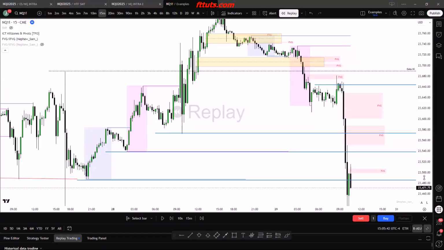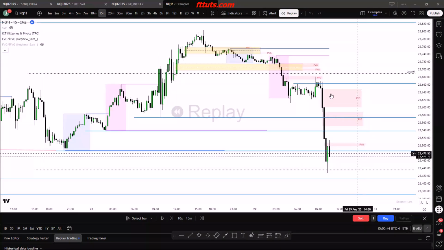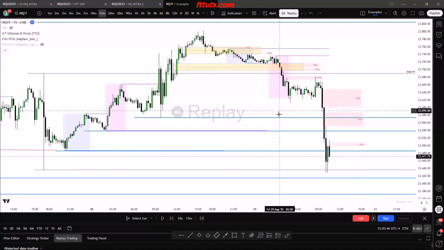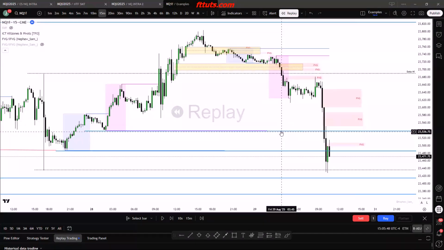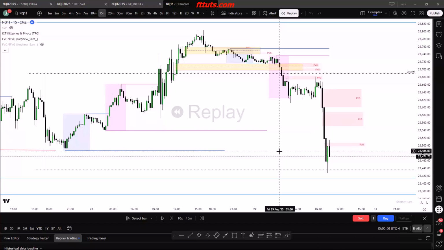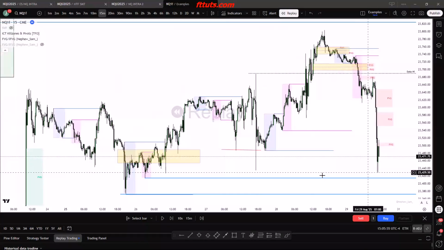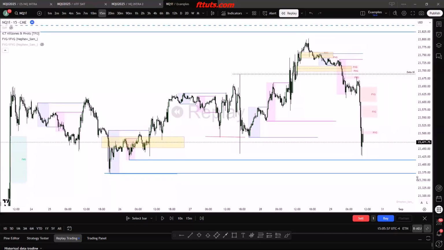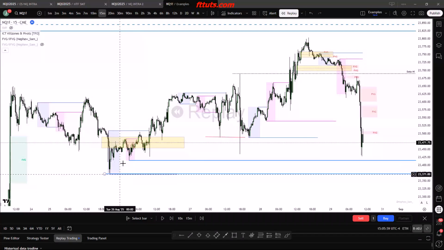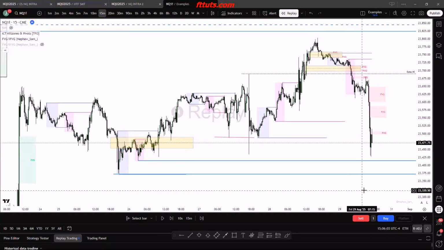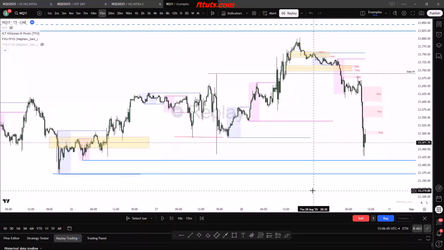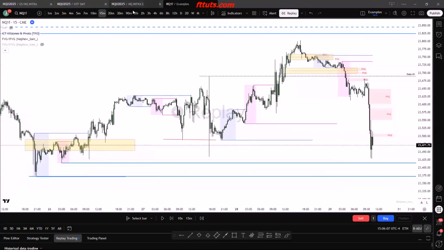Boom. Like butter. We took out manipulation, we took out this level, we took out this level, we took out this level, and we took out data lows. Okay. But after we take out data lows, we still have these two levels here, and there were equal lows here. So the bias is still to take out these lows and continue higher.